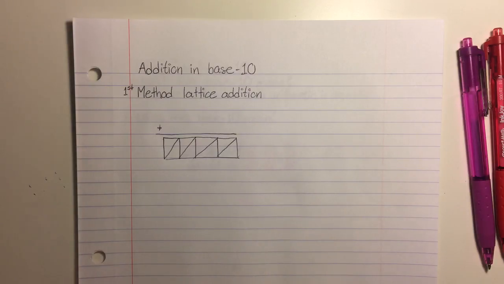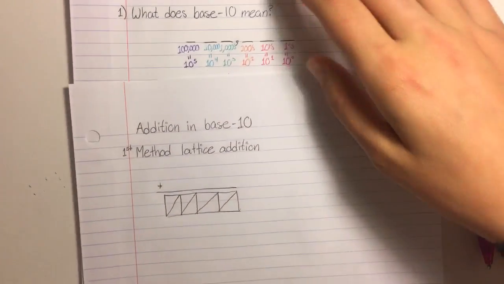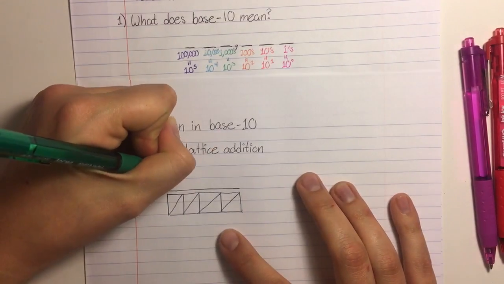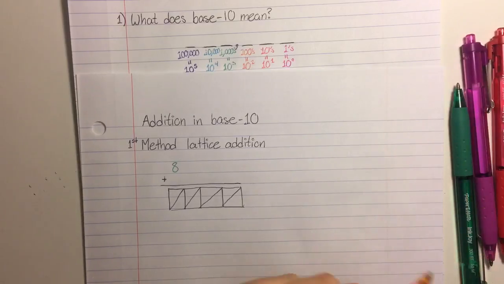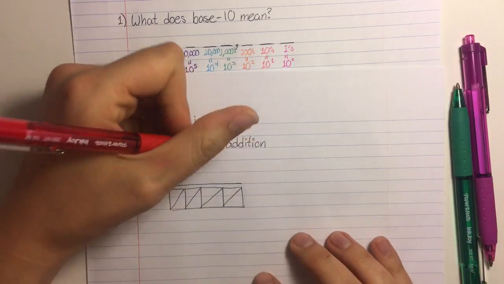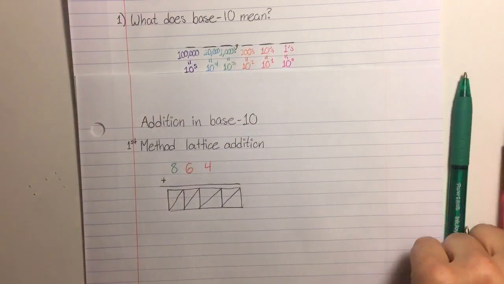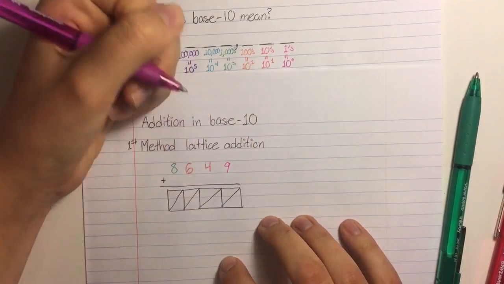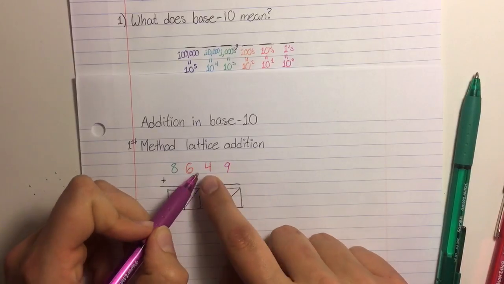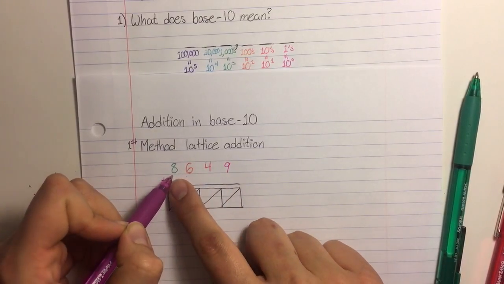Let's start with an arbitrary number, and let's use our place value colors. Let's start with 8,649. Sweet, so when I write this number, I say 8,649. That means I have 9 ones, 4 tens, 6 hundreds, and 8 thousands, right?